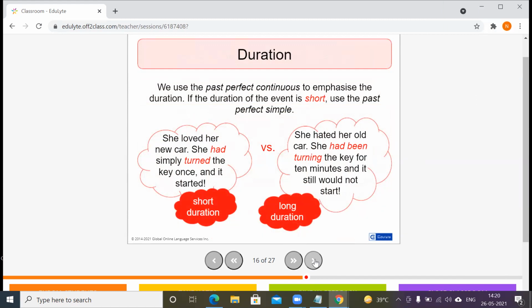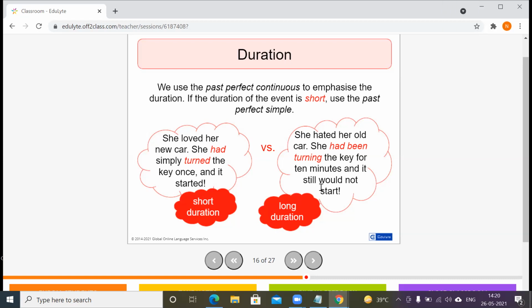We use the past perfect continuous to emphasize the duration. If the duration of the event is short, use the past perfect simple. She loved her new car. She had simply turned the key once and it started. Short duration. Versus, she hated her old car. She had been turning the key for 10 minutes and it still would not start. Long duration. Do we understand the basic duration between past perfect continuous and past perfect simple?